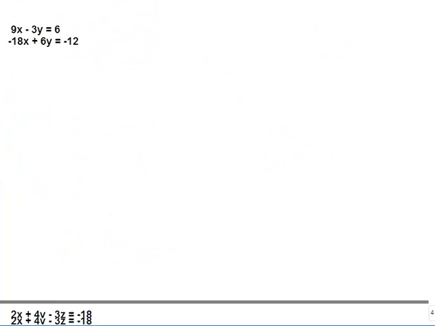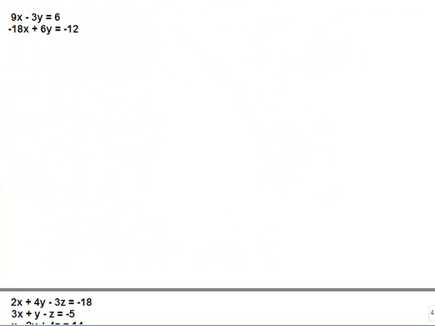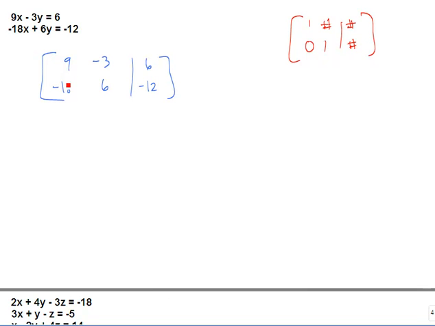Okay, let's see the other special case that you might run across. If we take this system and we translate it, we get 9, negative 3, 6, negative 18, 6, and negative 12. And we're trying to get a 1 in the upper left corner and a 1 on that other diagonal and a 0 below. If you look at this problem, there are no 1s that we can use, and it's not totally obvious how you're going to get a 1.